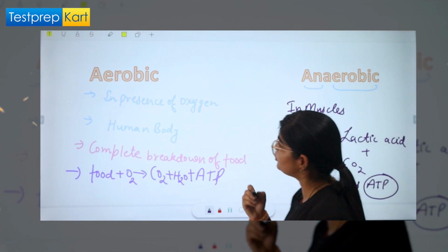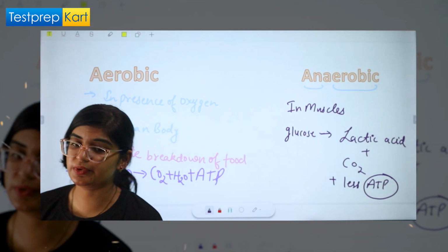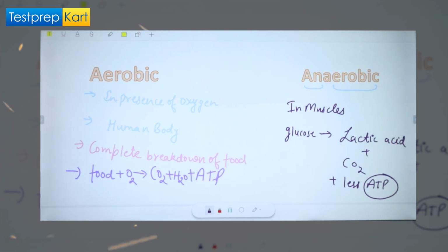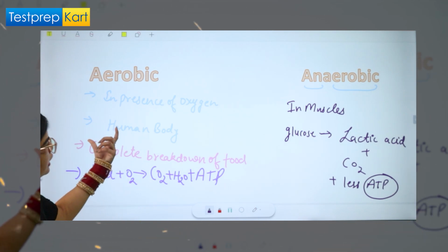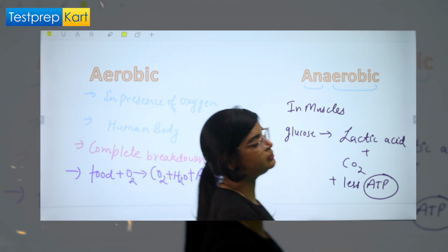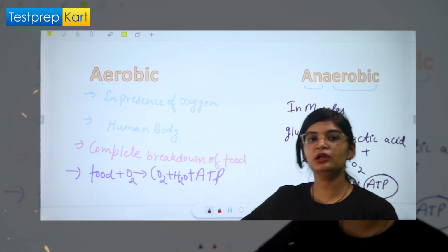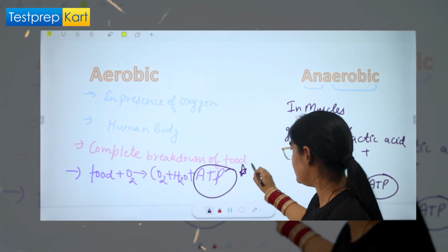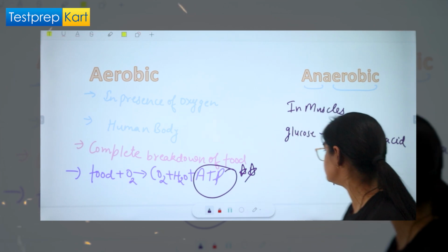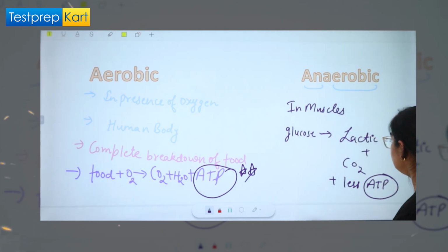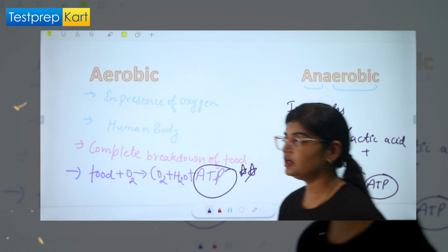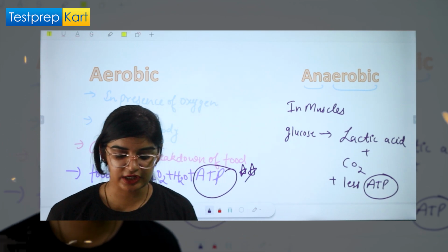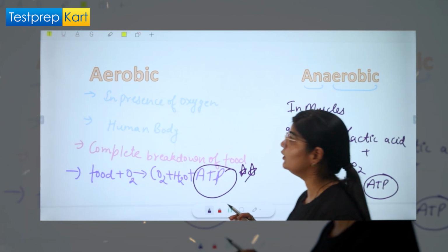ATP is produced in both aerobic and anaerobic because here breaking down of nutrient or food is taking place. But in aerobic respiration, when there is enough supply of oxygen, complete breakdown will take place and a large amount of ATP is produced as compared to anaerobic respiration. Whereas in anaerobic, the breakdown results in less ATP production. Right? I hope it's clear.